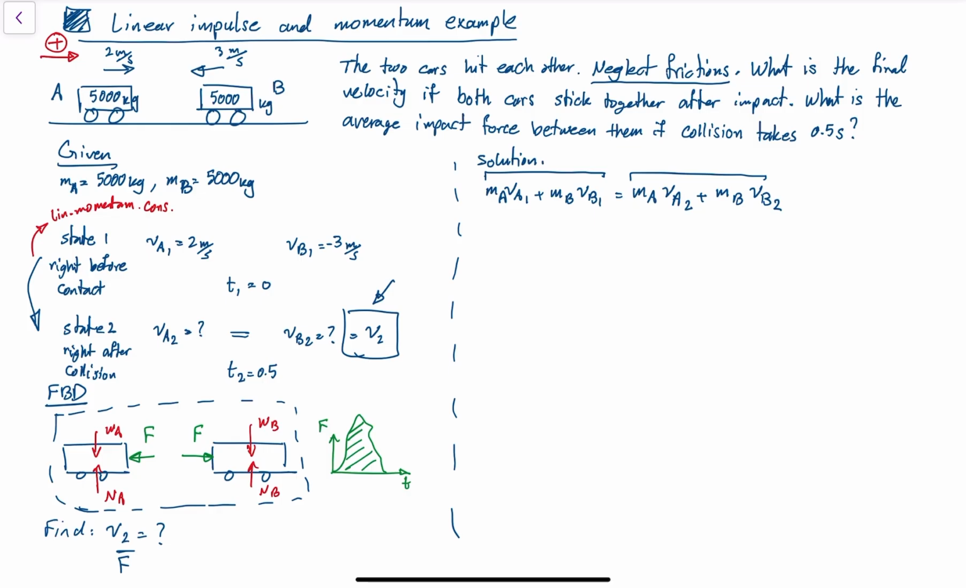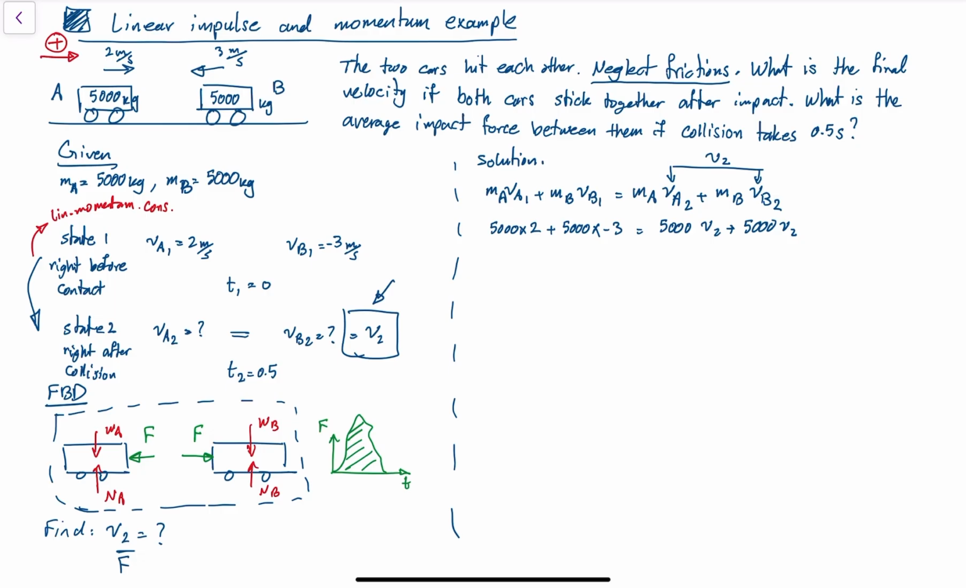And I know quite a lot of information. I know everything on the left hand side. I do not know VA2 and VB2, but I know these two are the same variable, V2, because we are stuck together. So put everything in numbers. 5,000 times 2 plus 5,000 times minus 3 equals 5,000 V2 plus another 5,000 V2.